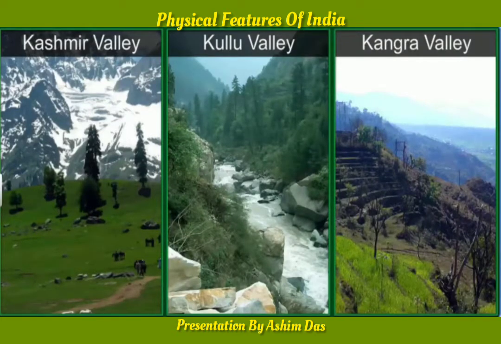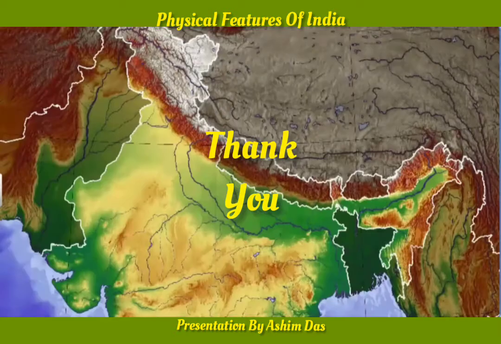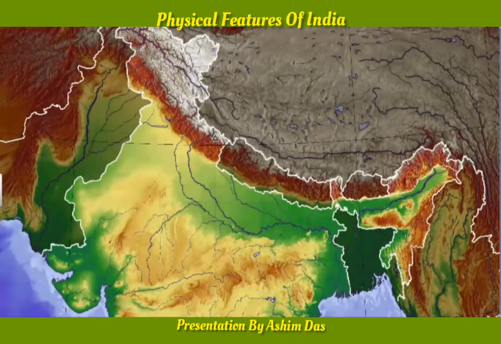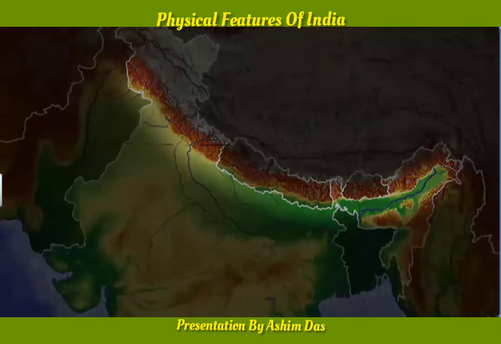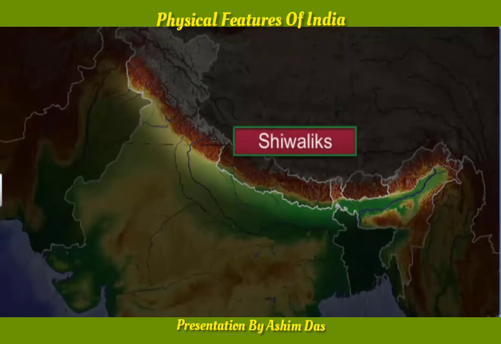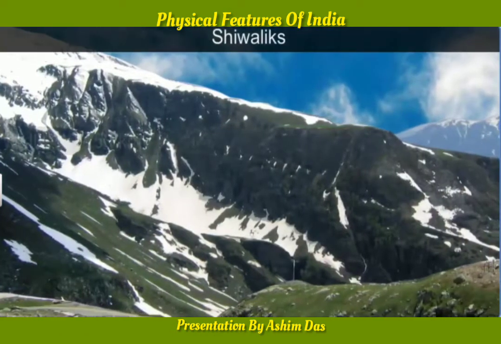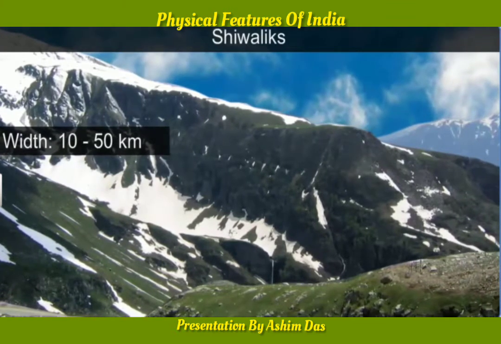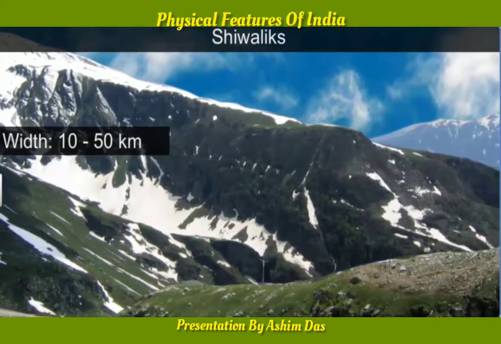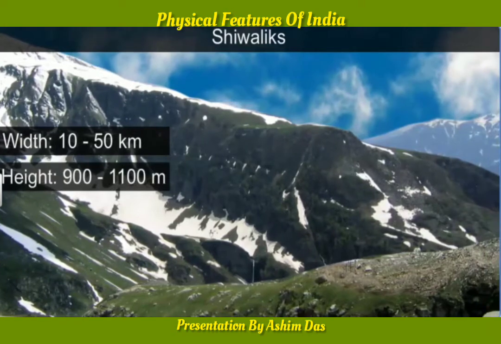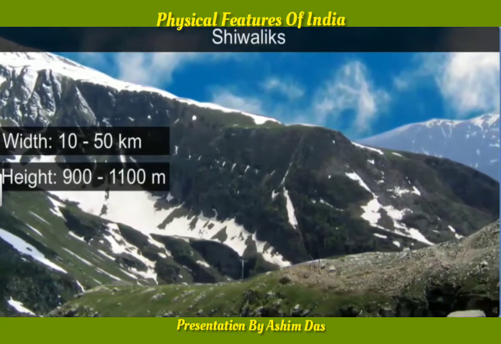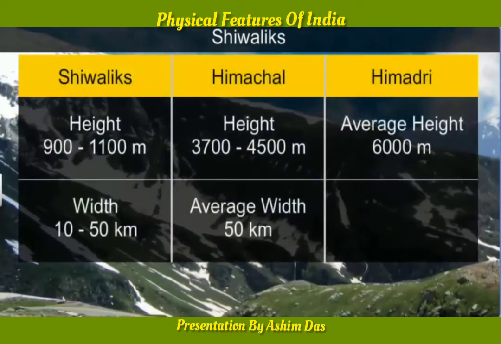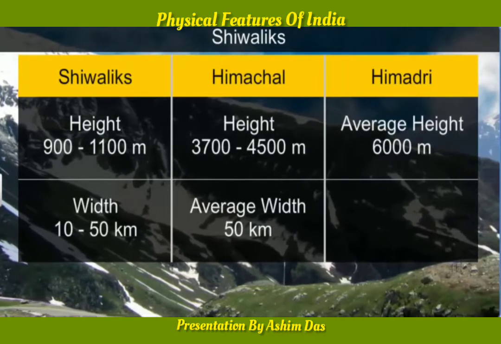The range south of the Himachal, that is, the outermost range of the Himalayas, is the Shivalik range. The Shivaliks are 10 to 50 kilometers wide. The heights of these mountains range from 900 to 1,100 meters. Thus, as you can see, the Shivaliks form the lowest range of the Himalayas.